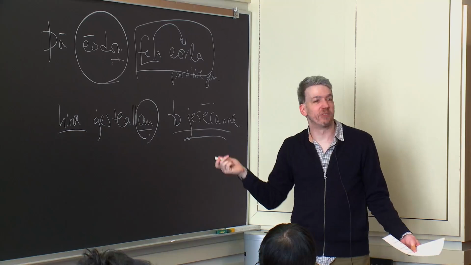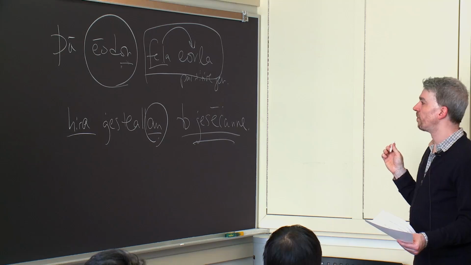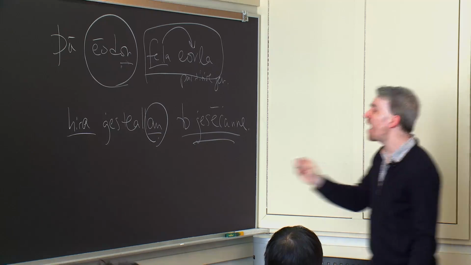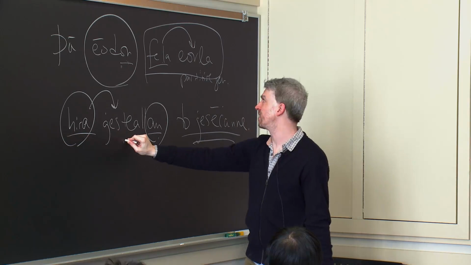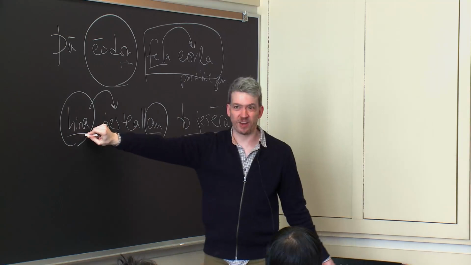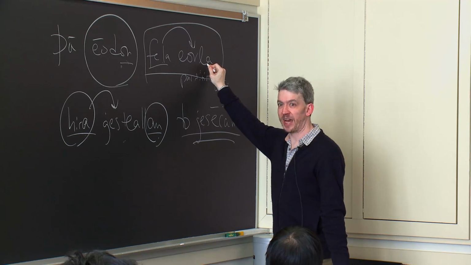Yeah? Fela doesn't decline, right? Correct. So could it in theory be the companions seeking the lords? Well, you'd have to deal with this Hira, because Hira has to connect to Ystalon. So their companions, if you don't have it, the only possible antecedent of this Hira, because the only preceding noun is Erla. So I can't figure out a way that you would make that work. Does that make sense? Okay.